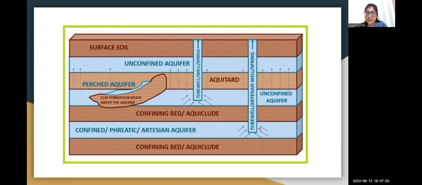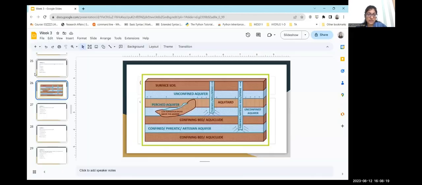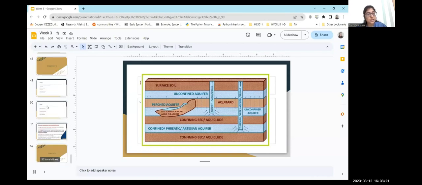So when you drill a tube well or dig a well into this confined aquifer, water will start gushing into it, and sometimes it will flow out of such wells. Such wells are called artesian wells. That is because there's a high pressure in this water. When you dig wells into it, the water will start flowing out. It is based on this that the question is put, which one has got more pressure than atmospheric pressure?